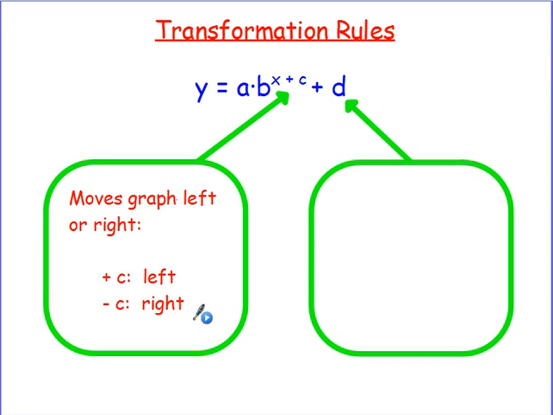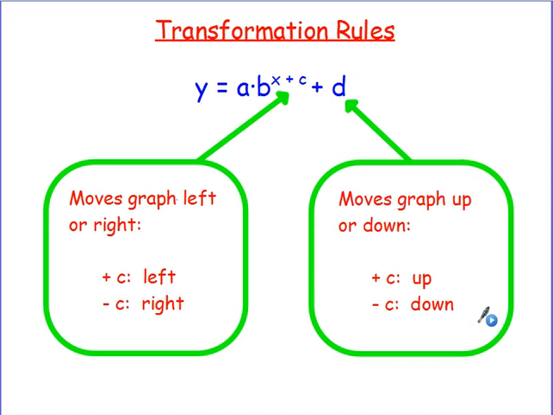So the other one that it's being pointed to is D. Now notice D is large. It's not up in the exponent. It's down in the bottom. It's a bigger number. And so D moves the graph up or down. If it's positive, it goes up. Whoops, that should be a positive D. It goes up, and a negative D goes down. So go ahead and finish writing those down, and then we'll talk about how to put it all together.